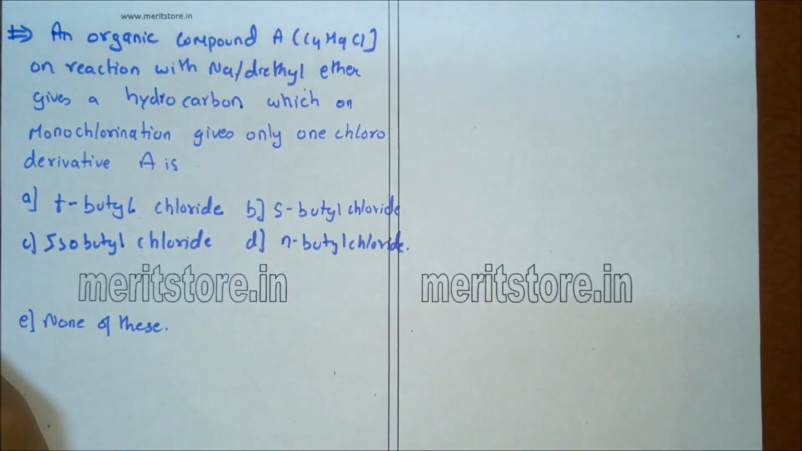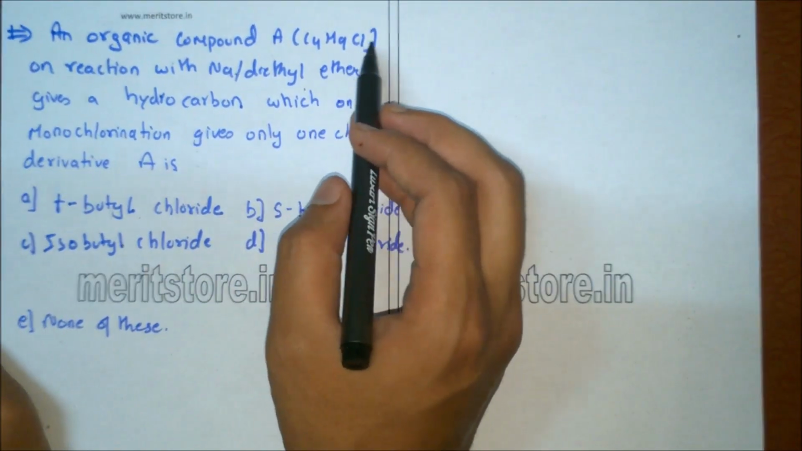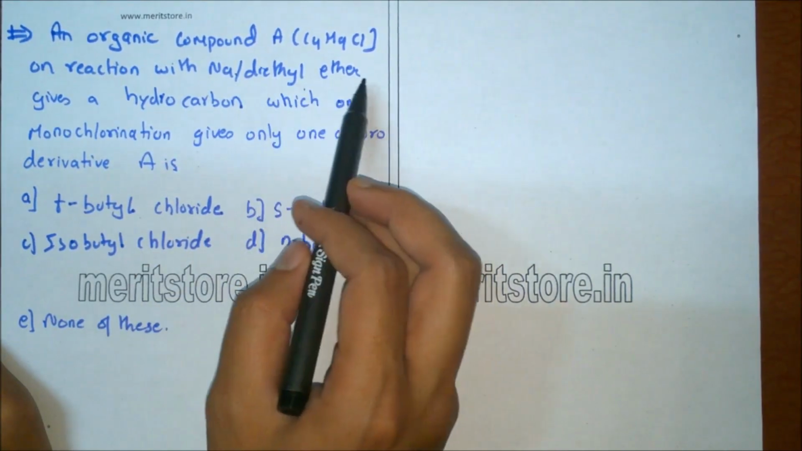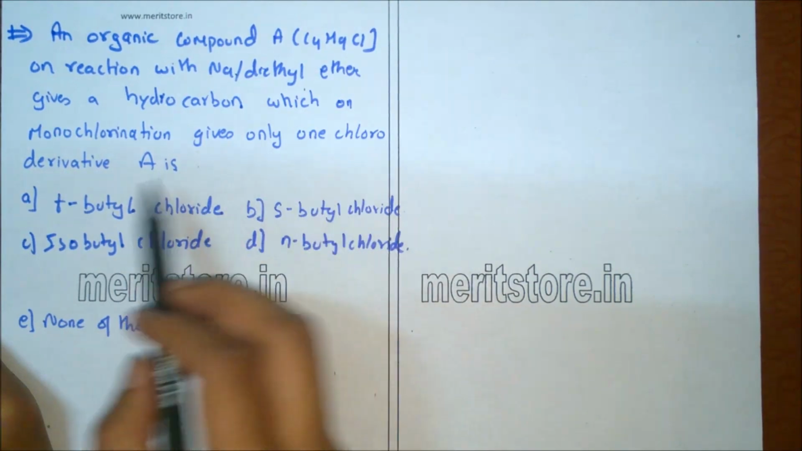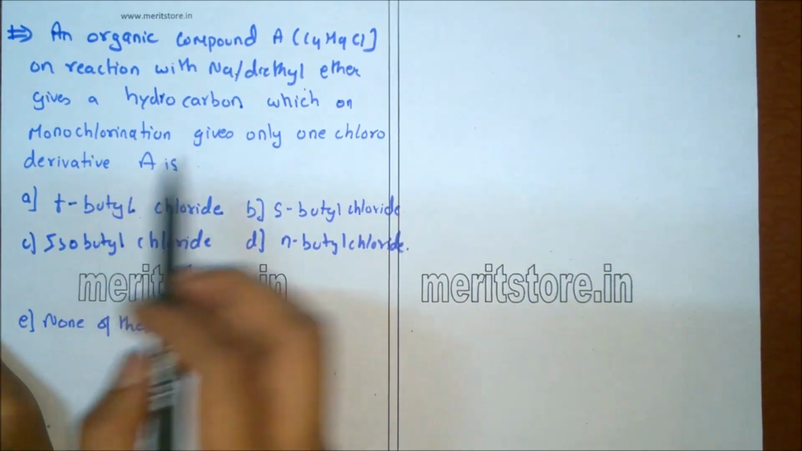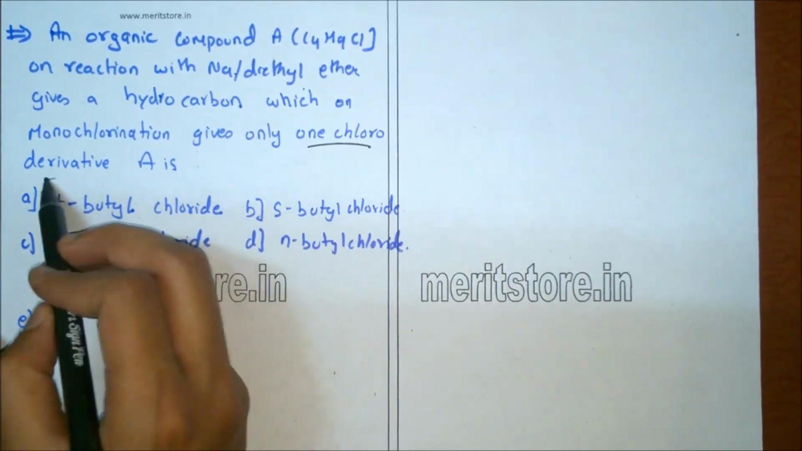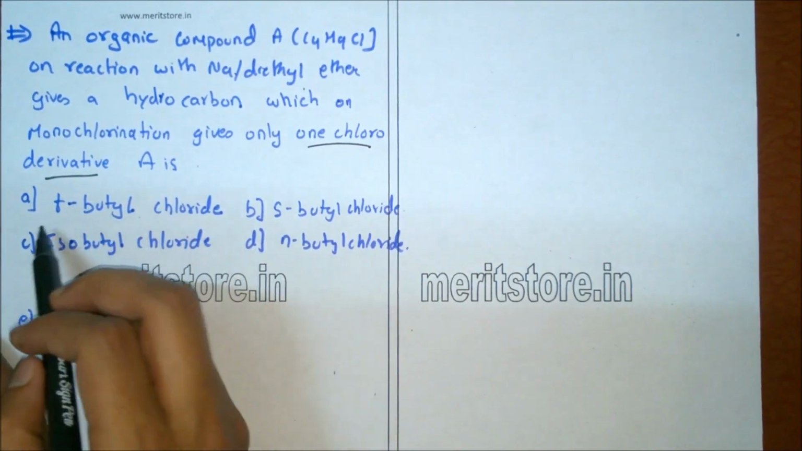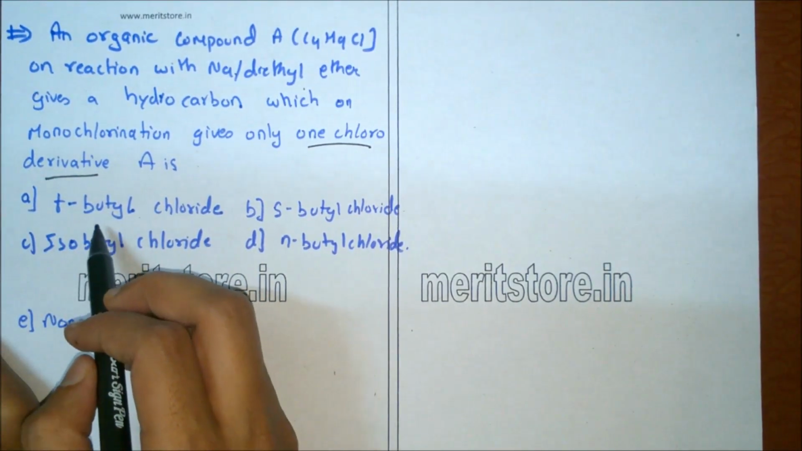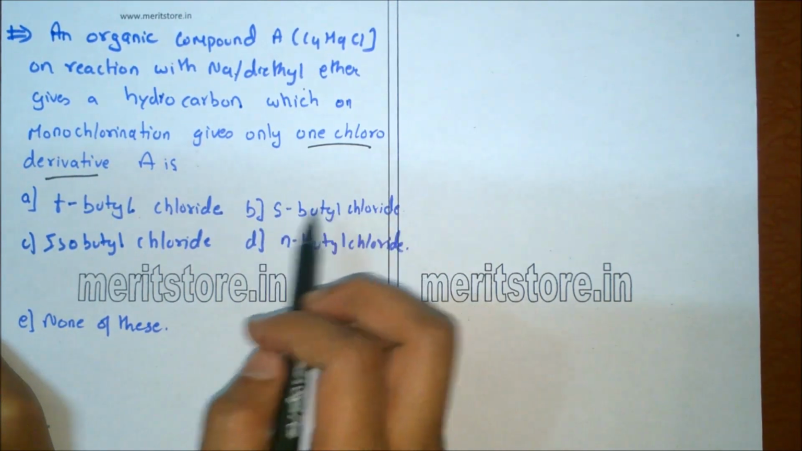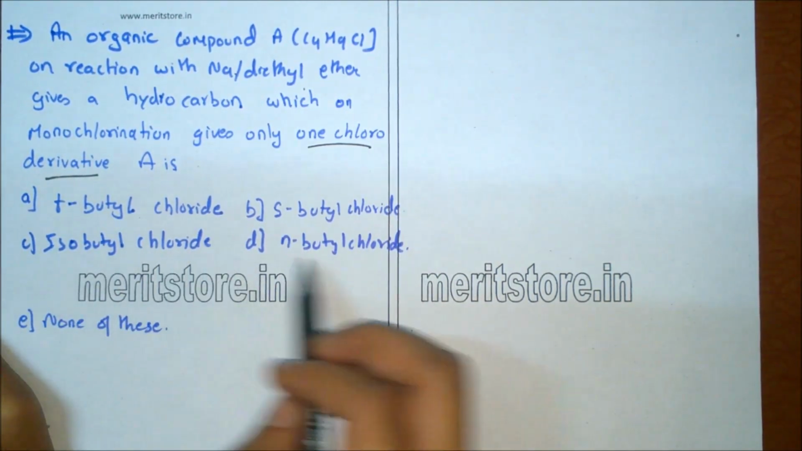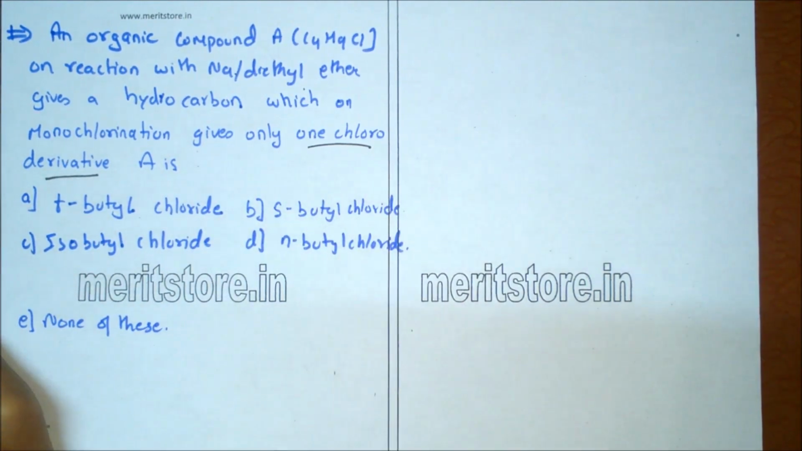An organic compound A, C4H9Cl, on reaction with sodium and diethyl ether gives a hydrocarbon which on monochlorination gives only one chlorine derivative. So only one chlorine derivative is given by A. Option A is tertiary butyl chloride, B sec-butyl chloride, C isobutyl chloride, D n-butyl chloride, E none of these.